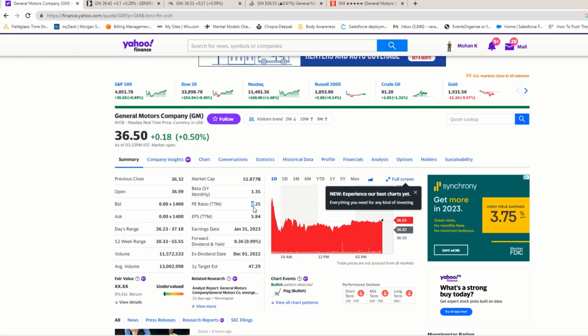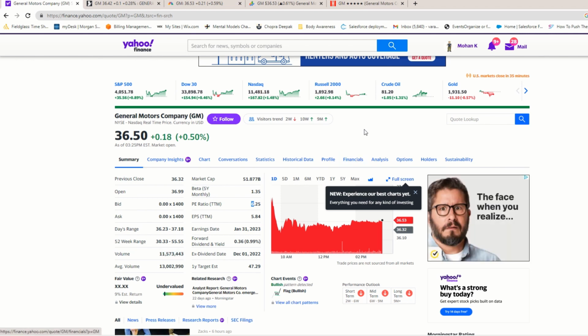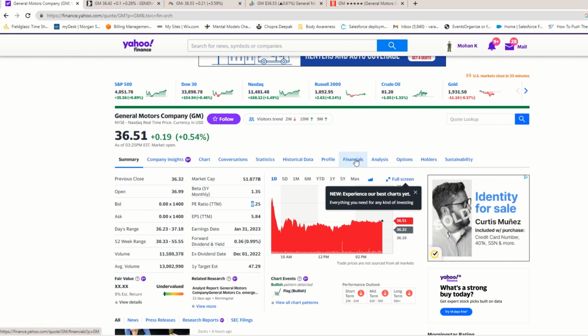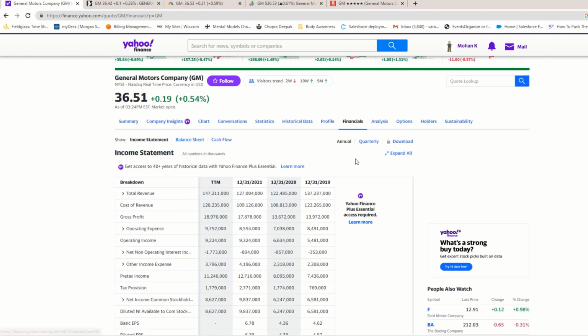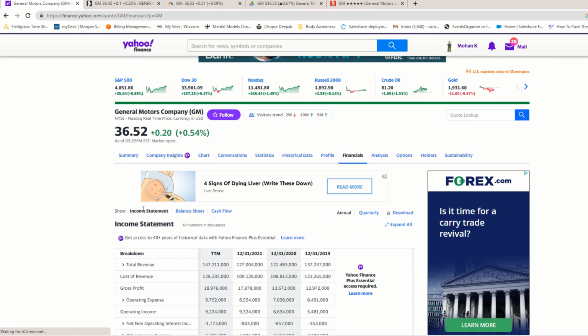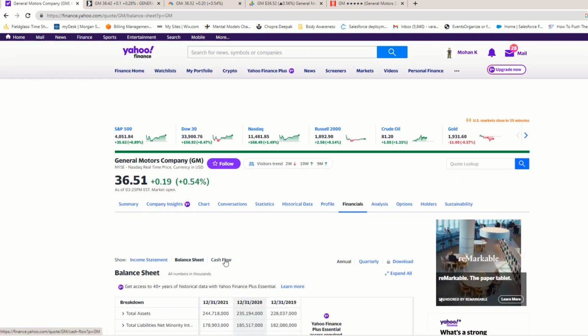The first reason we came here is to look at those financial statements, the three documents: income statement, balance sheet, and cash flow statement. That information is available under Financials. Let's click on that. Under Financials, you see here the income statement, balance sheet, and the cash flow.